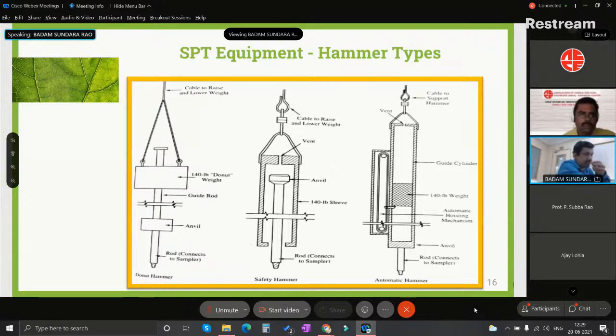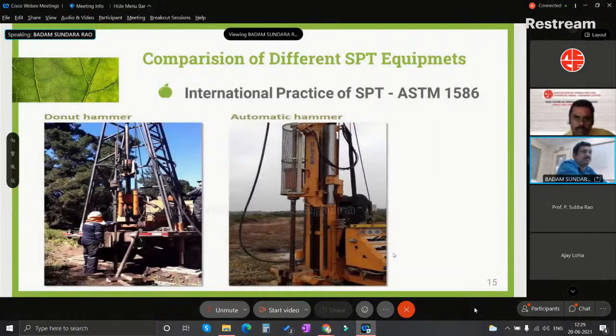In Indian conditions, we are mostly using the donut hammer, whereas UK practice is adopting the safety hammer and the automatic hammer. In the US also, we are using both cases. These are the schematics showing the donut hammer and the automatic hammer as per the ASTM standard.